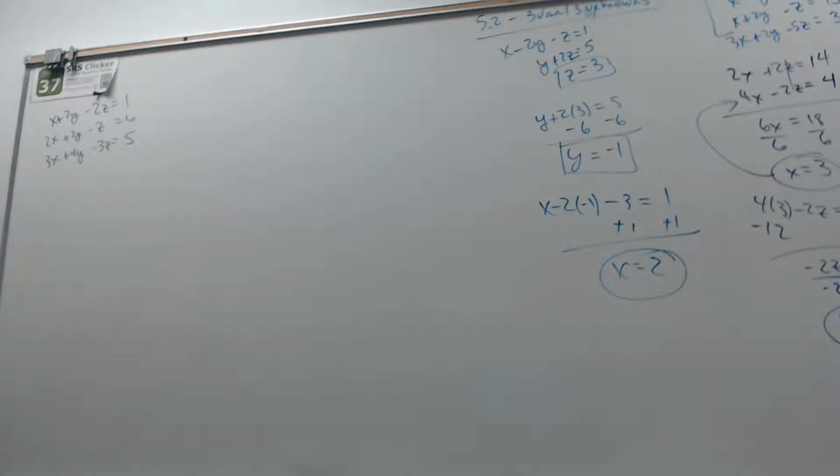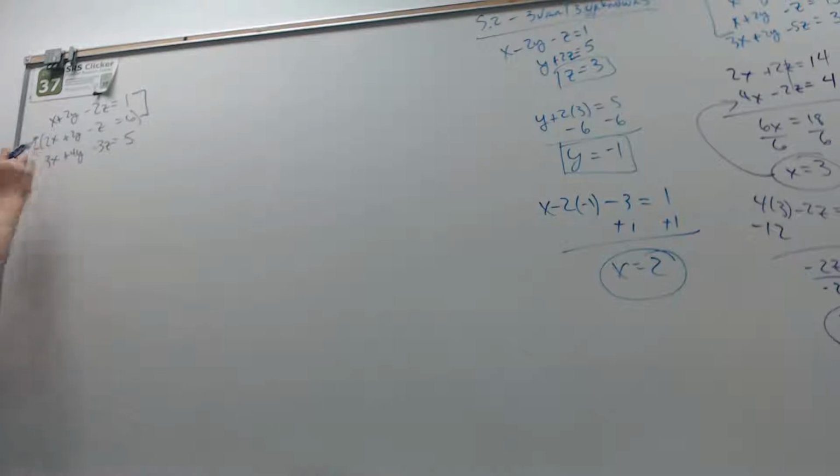Okay, what looks easiest to eliminate? The x, the y, or the z? The z? Okay. So which two equations do you want to use to eliminate the first z? First two. The top two, okay. So how do I eliminate a z with the top two equations? So we're going to multiply this one by -2, and then that will make the z's go away, right?